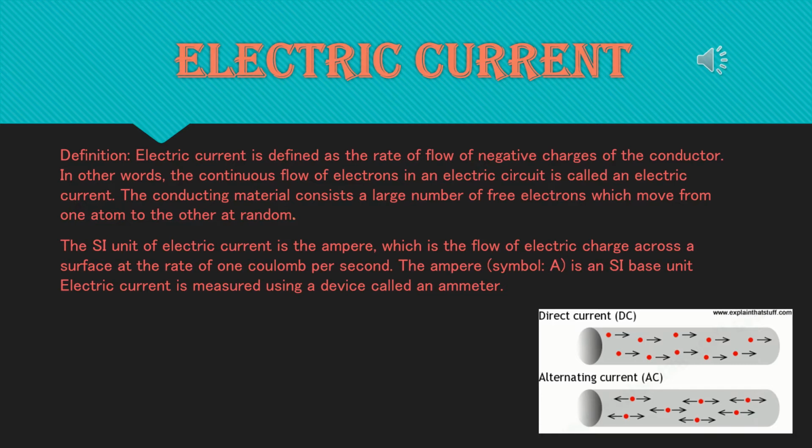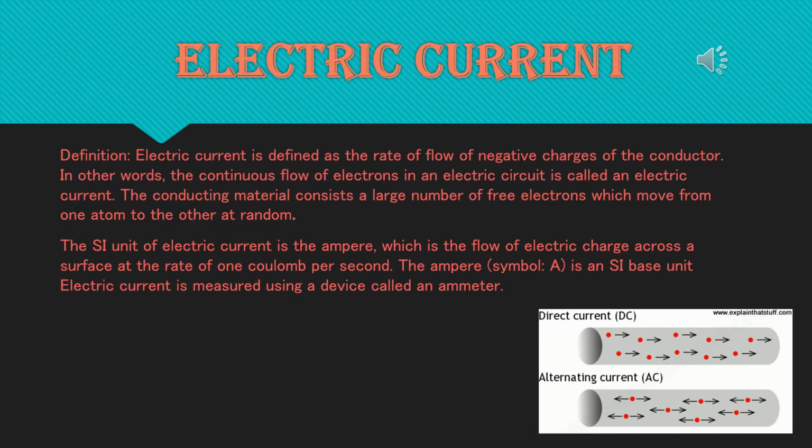The mathematical expression of electric current is equal to the total charge that flows divided by the time required. So electric charge is expressed in coulomb and time in seconds. The SI unit of electric current is the ampere, which is the flow of electric charge across a surface at the rate of 1 coulomb per second. The ampere, symbol A, is an SI base unit. Electric current is measured using a device called an ammeter.